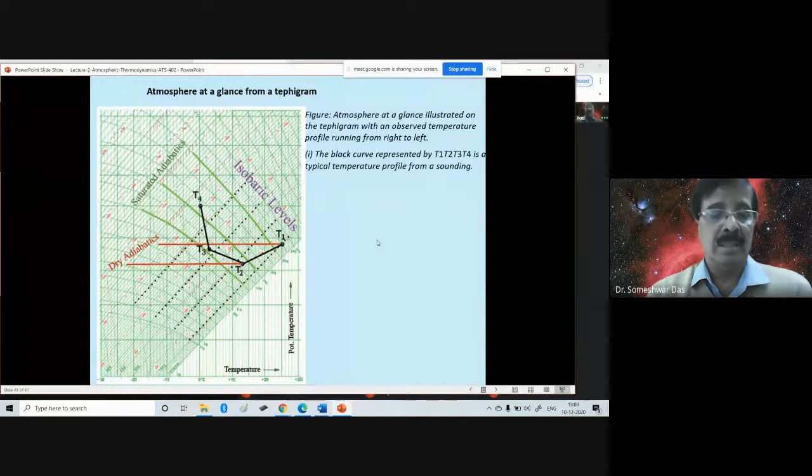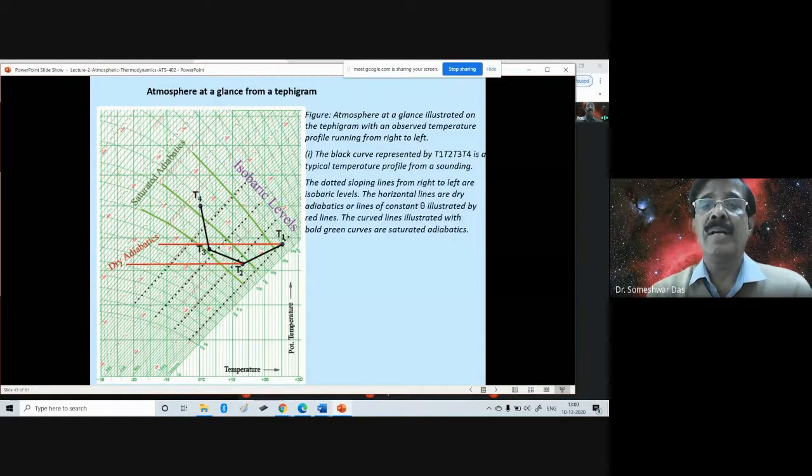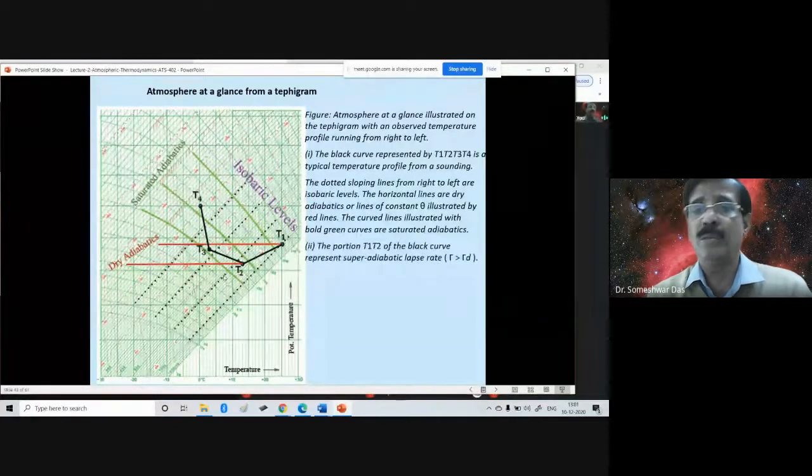Okay, so this is the sounding profile, T1, T2, T3, T4, obtained from a radiosonde. The dotted sloping lines we discussed last time. From left to right, isobaric levels, already discussed. These are the dry adiabats, etc. Okay, we move forward. The portion T1 to T2 of the black curve represents super-radiative collapse. Those also we have discussed.